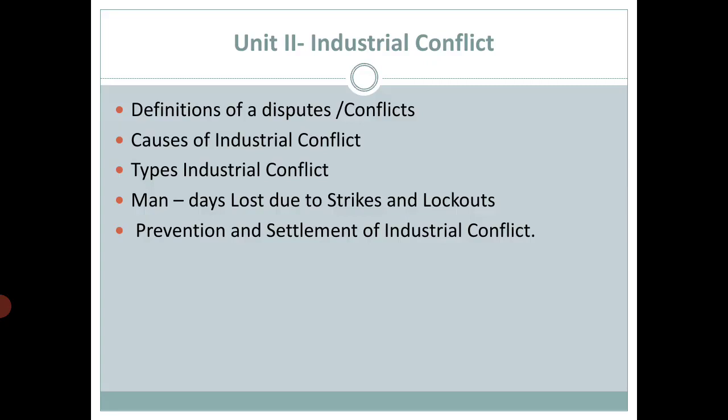Okay, then we will study prevention and settlement of industrial conflict. First of all, we need to be clear with the term conflict. Why does conflict arise? Conflict arises because you don't have enough congruence in your viewpoints, maybe within yourself.